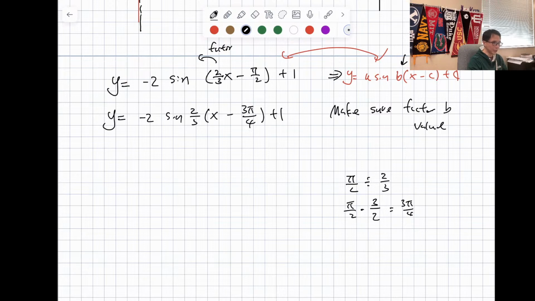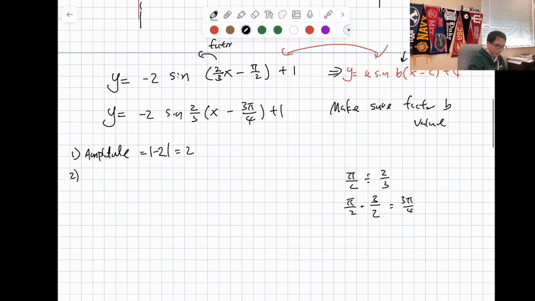Second thing you need to understand is that we're still going to find other stuff, but this time I'm going to find more stuff. The first thing I want to find is the amplitude. What is amplitude? 2, good, because the absolute value of this is 2. Is that okay? Second thing I want to find out is the period, like usual.